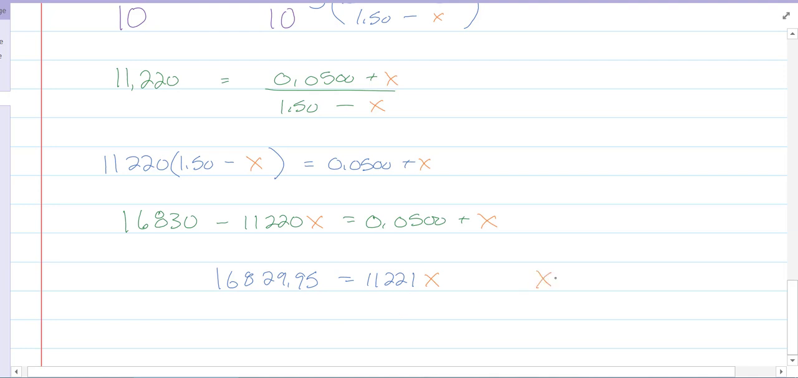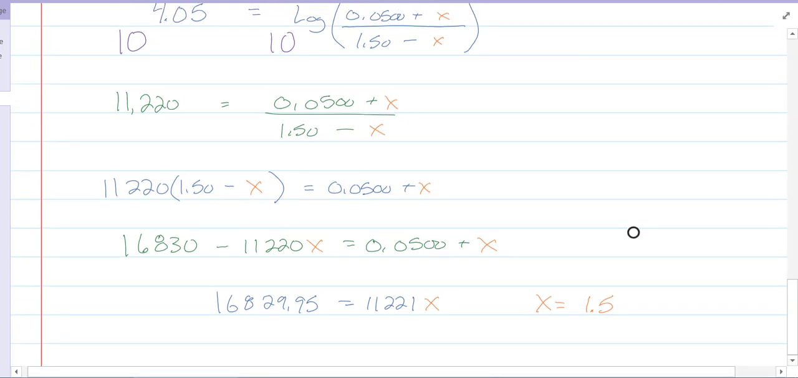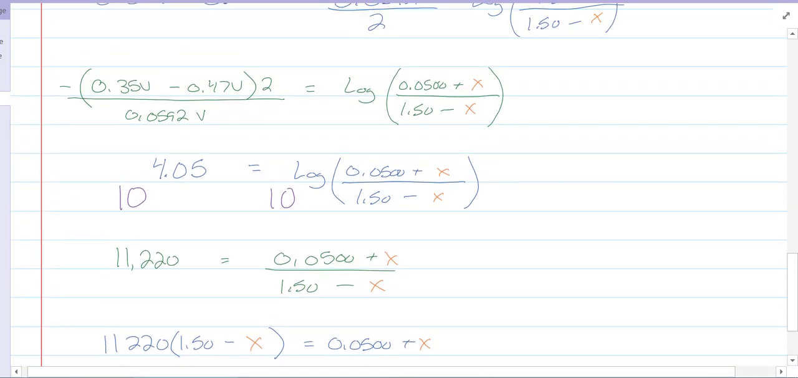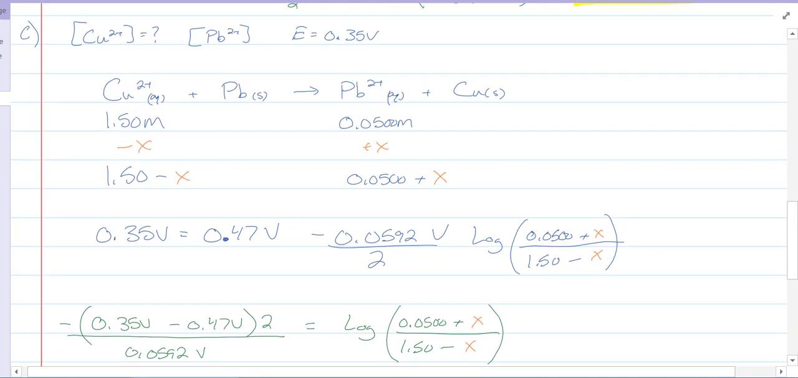So x ends up being 1.5. Okay, so x is 1.5. Wonderful. If I bring this back up here now, for copper, 1.5 minus x, so the concentration of Cu2+ is practically zero for our purposes. You'd have to actually go out beyond the sig figs to get a number. So for us, it's zero.